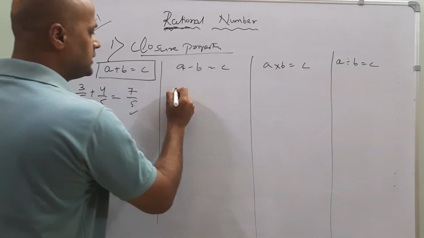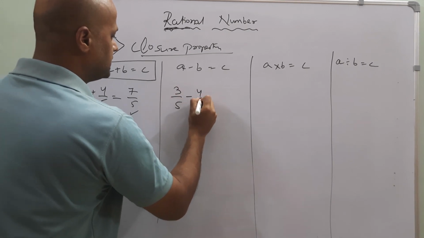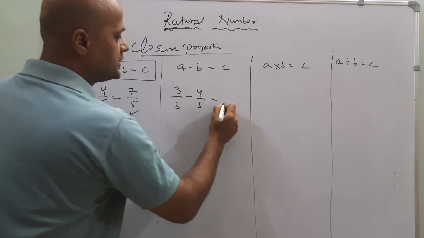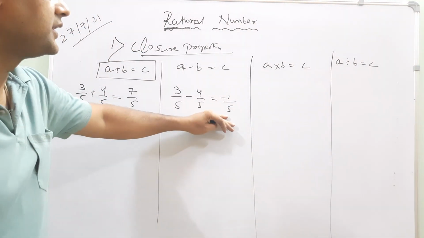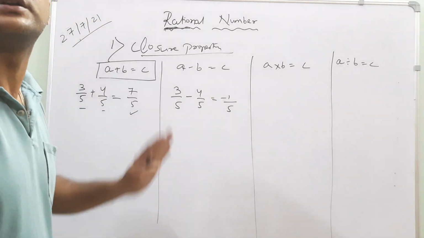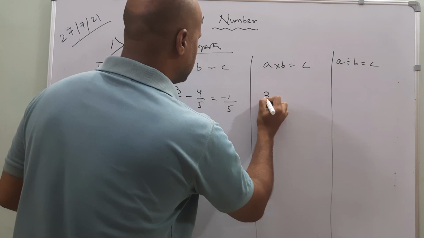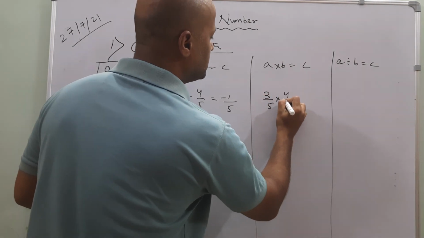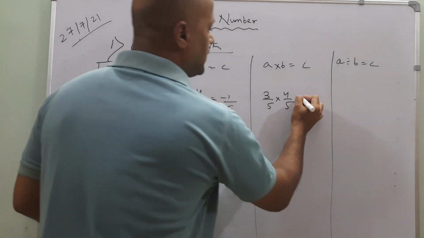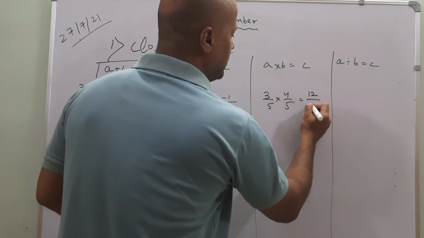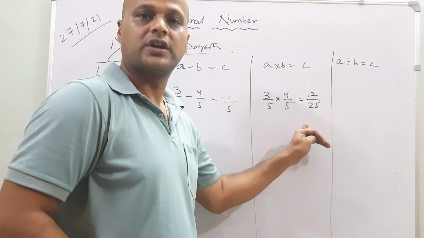In the case of subtraction, same example: 3 by 5 minus 4 by 5. How much is it coming? Minus 1 by 5. It is also a rational number, but a negative rational number. In the case of multiplication, 3 by 5 into 4 by 5: two rational numbers multiplied with each other. How much is it coming? 12 by 25. Is this 12 by 25 also a rational number or not?